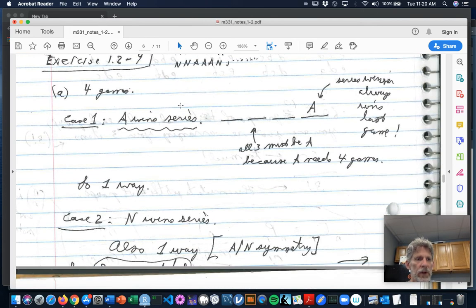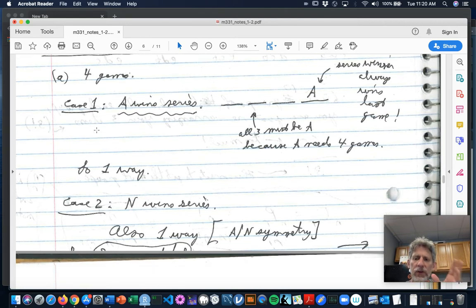Okay, so we're looking at part A, where the series goes 4 games. How many ways are there to do it? Now, I know you could list this out very easily, but I want to think about a systematic way to help us out with more games, which is what they're going to ask about next. So sticking with 4 games, there's actually 2 cases to consider here.